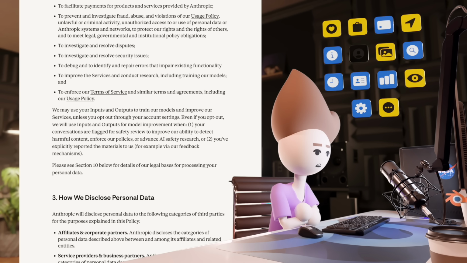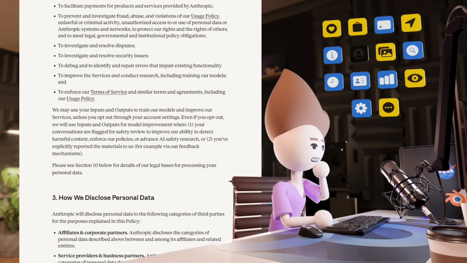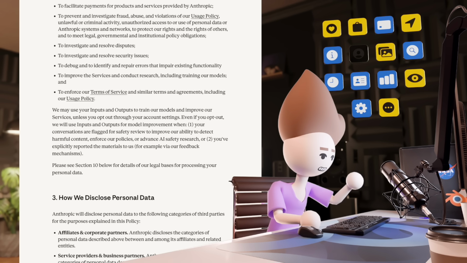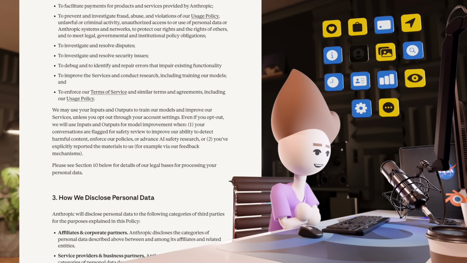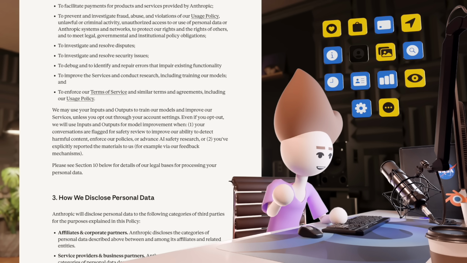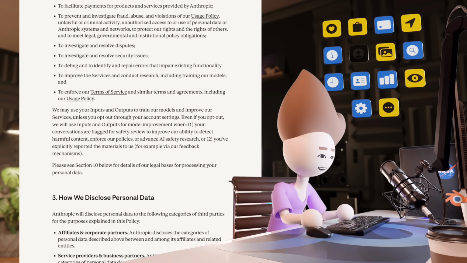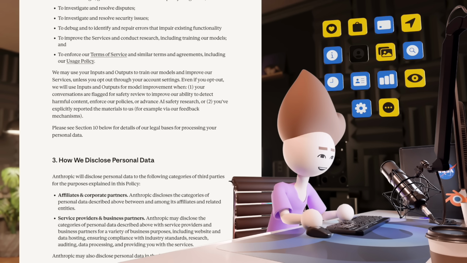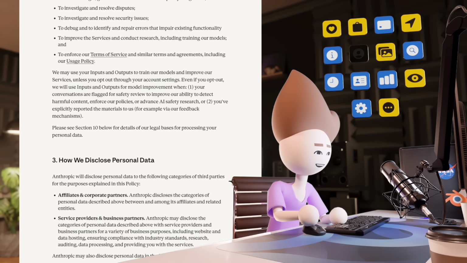We may use your inputs and outputs to train our models to improve our services unless you opt out through your account settings. Even if you opt out, we will use your inputs and outputs for model improvement when 1. Your conversations are flagged for safety review to improve our ability to detect harmful content, enforce our policies, or advance AI safety research; or 2. You've explicitly reported the materials to us, for example, via our feedback mechanisms. Please see Section 10 below for details on our legal basis for processing your personal data.